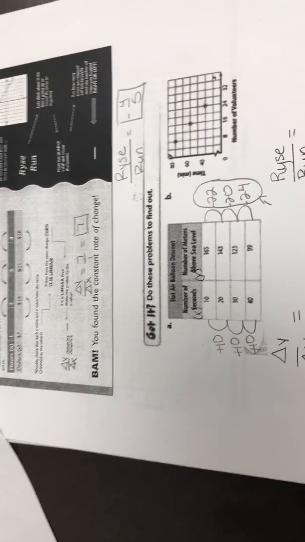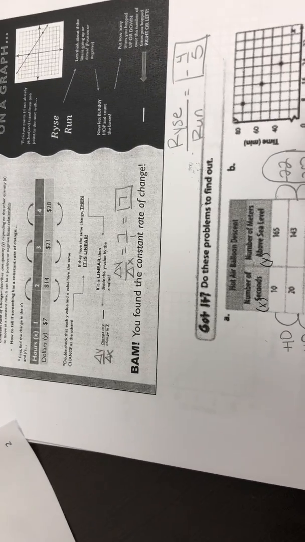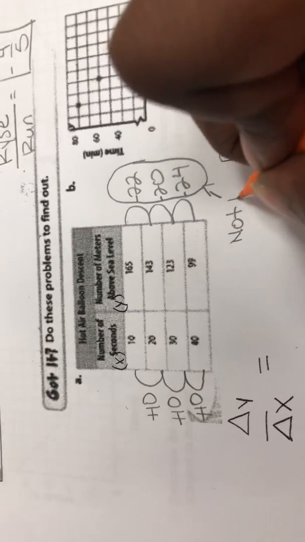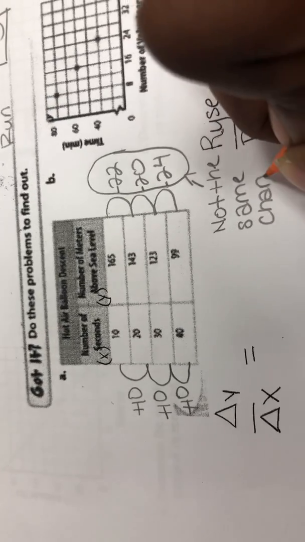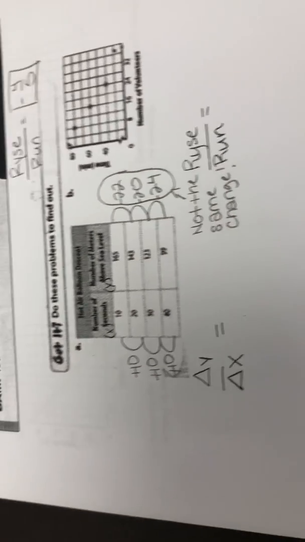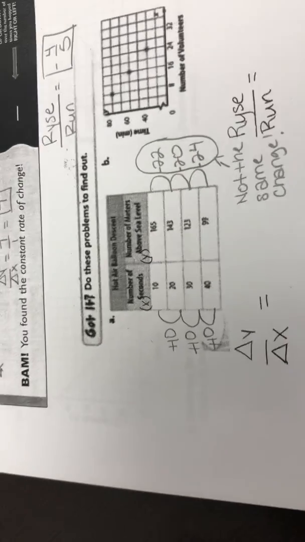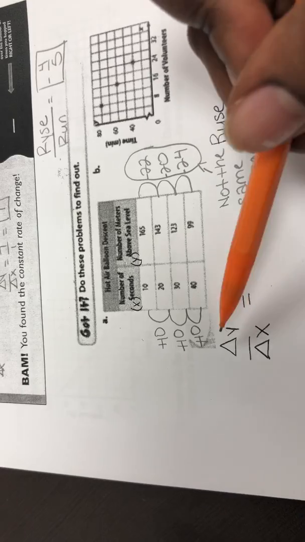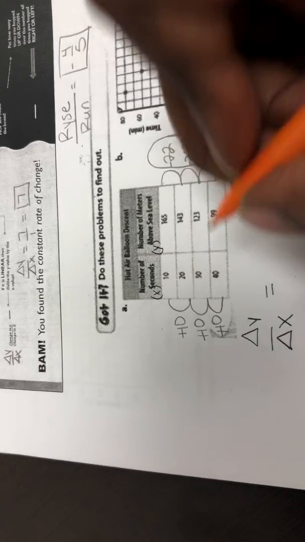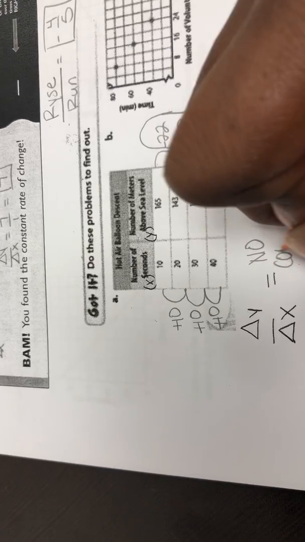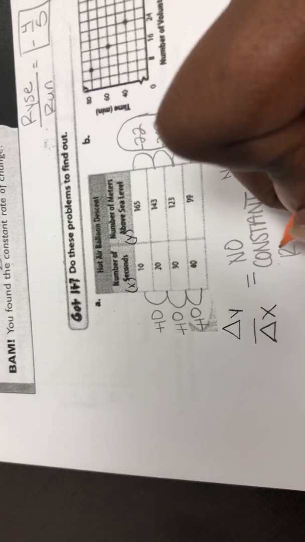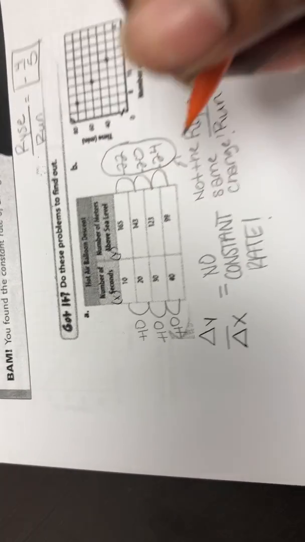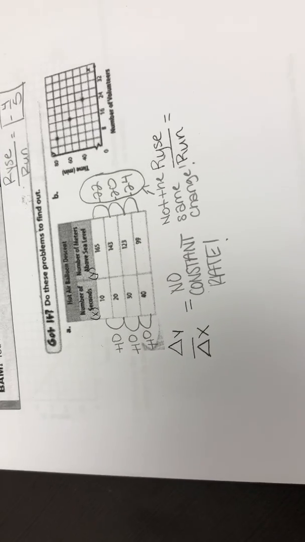It's also not going to be linear if you were to graph it. So we're going to make a little arrow here and put not the same change. Not the same change. All right, so whenever they ask you for your constant rate of change here, which is change in Y over change in X, we're going to put no constant rate. All right, no constant rate.